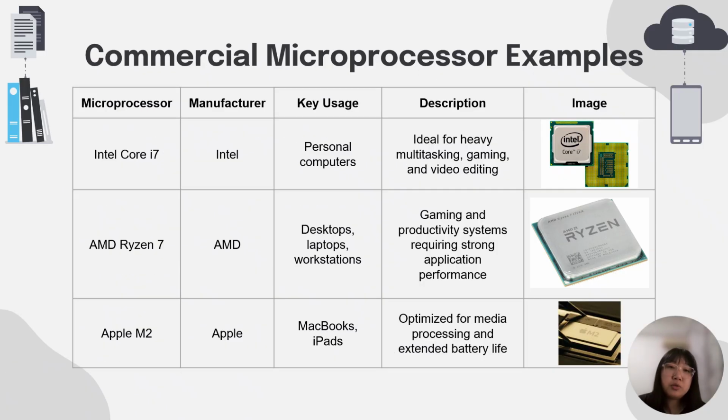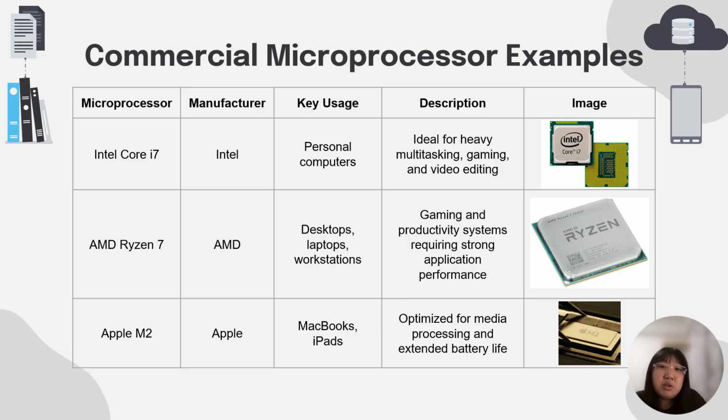So now I will talk about some real-world examples of the microprocessor. So first one is the Intel Core i7. These are found in many laptops and desktops because they have very strong performance, great for multitasking, gaming, and productivity. Next is the AMD Ryzen 7.